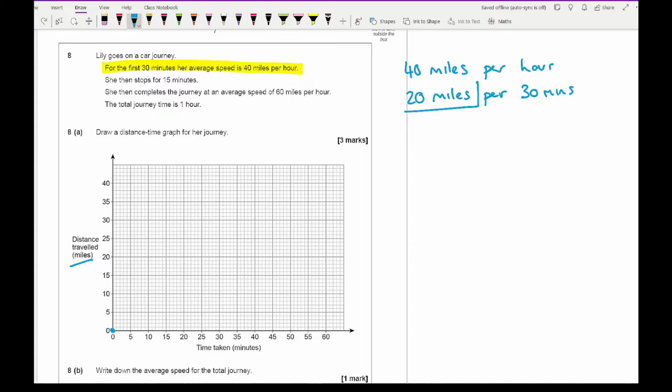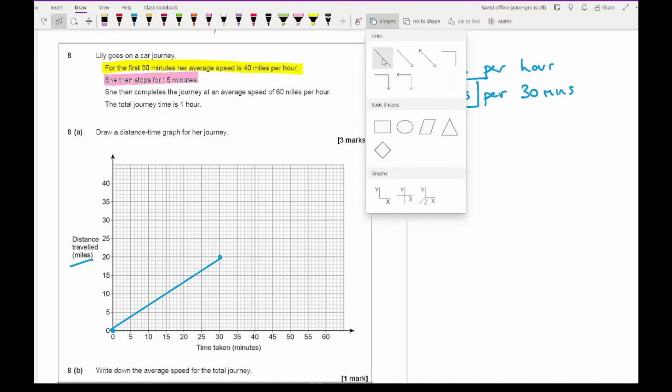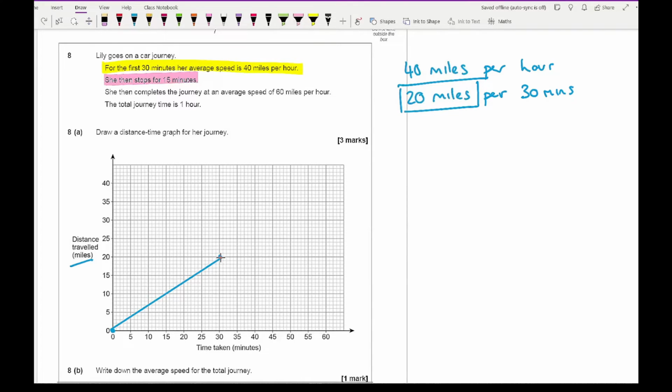So in the 30 minutes, if she's driving at 40 miles per hour, she's going to be travelling 20 miles. So for 30 minutes, she's travelling 20, so all I then need to do is draw a straight line from that point, like so. Then it says that she stops for 15 minutes. Now that's represented with a horizontal line. We need to have that for a length of 15 minutes, so from 30 minutes, that's going to go all the way up to 45. Let's try and not do that with a highlighter.